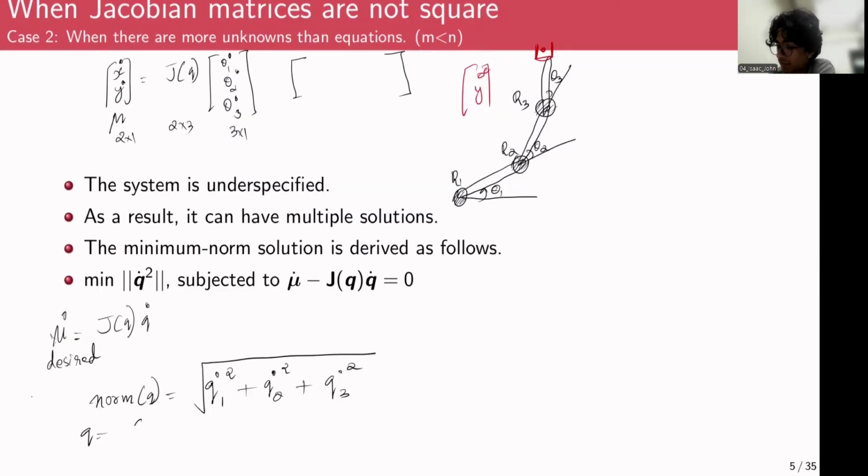Where this q vector is defined as q1, q2, q3. So you would select a solution. Out of all the possible solutions, you would select the solution which has the minimum norm. You would also get an equivalent effect if you take the square of the minimum norm. In that case, you don't even have to consider the square root, because you are taking the square of the norm.